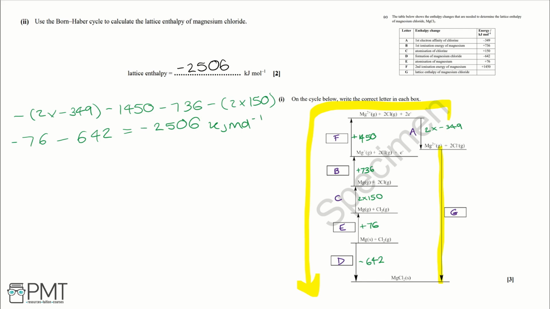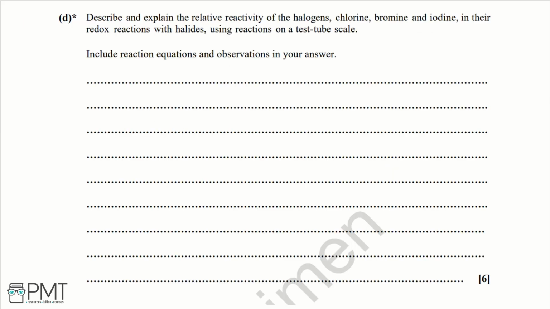So that was the first electron affinity of chlorine and the atomization of chlorine. And because there are 2 chlorines, I've multiplied both of these numbers by 2, and then we've worked our way around to get our answer. To get the 2 marks for this question, you must have minus 2,506 written on your answer line, provided with the correct working out.